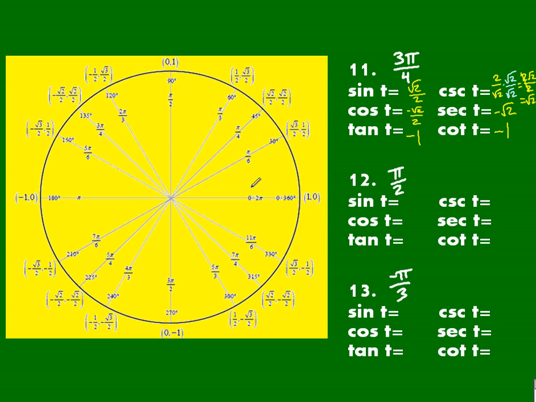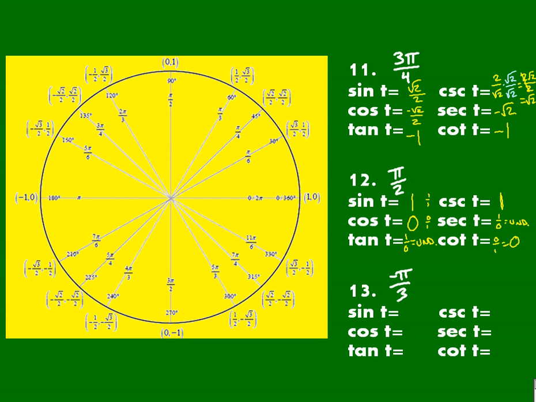At pi over 2, that's 90 degrees. The y value, sine, is 1. The x value, cosine, is 0. Tangent is 1 divided by 0, y over x. I can't divide by 0, that's undefined. When I do it this way, the flip of 1, remember this is just 1 over 1, so the reciprocal is the same thing. When I do the reciprocal of 0, this is like 0 over 1, so that means I get 1 over 0, or undefined. I need to say undefined. And then again, just like we see here, the reciprocal of 1 over 0 is 0 over 1, which is just 0.